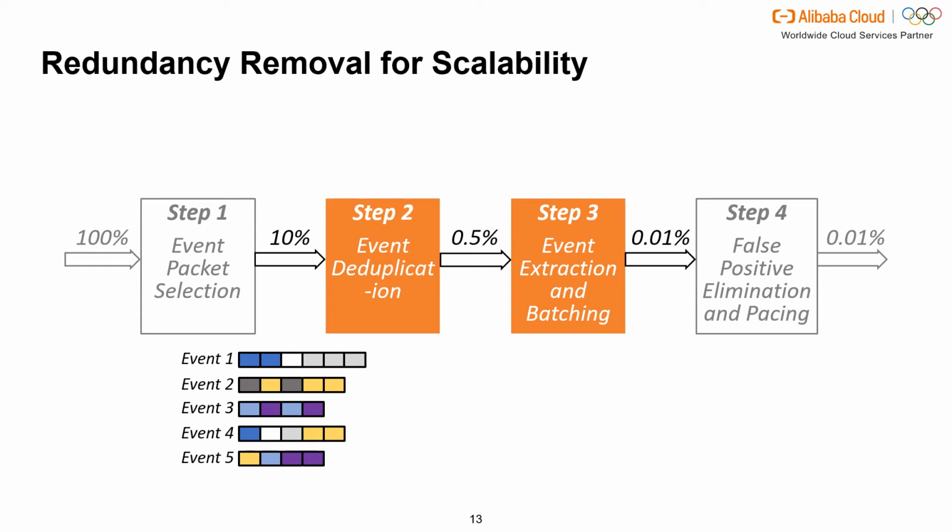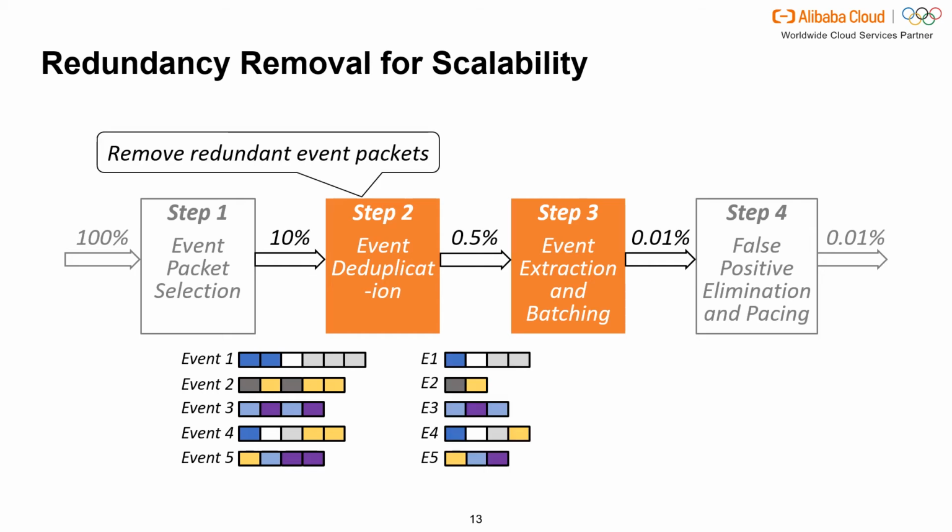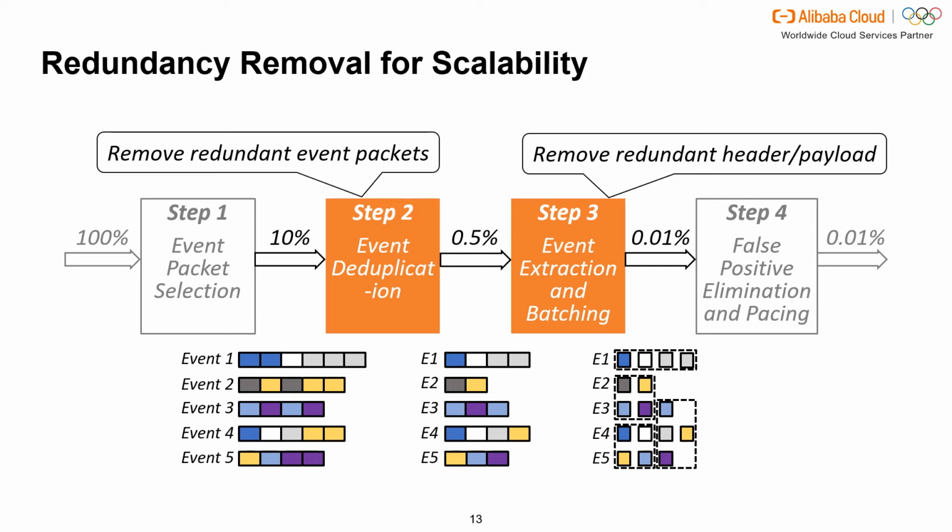The key idea to overcome the scalability challenge is to remove monitoring data redundancy without compromising information integrity. First, NetSeer removes redundant event packets by event deduplication. Event deduplication compresses event packets into flow events. Next, NetSeer removes redundant header and payload by event extraction and batching. In this step, NetSeer will generate batches of exact flow events.